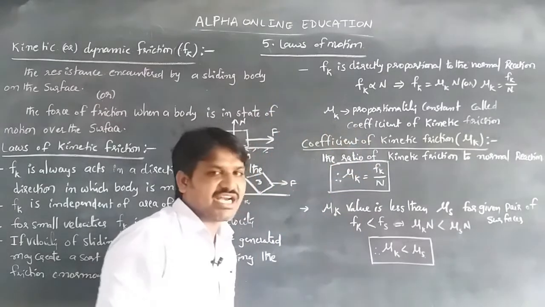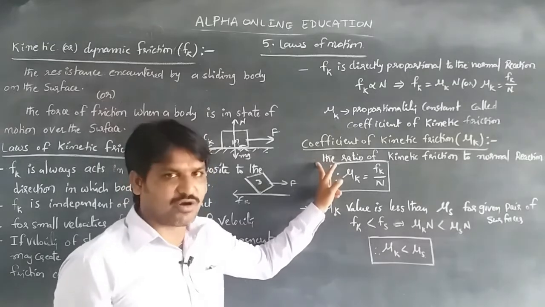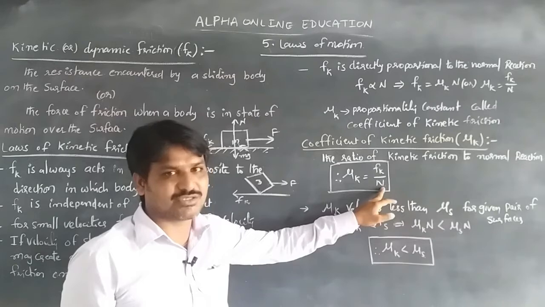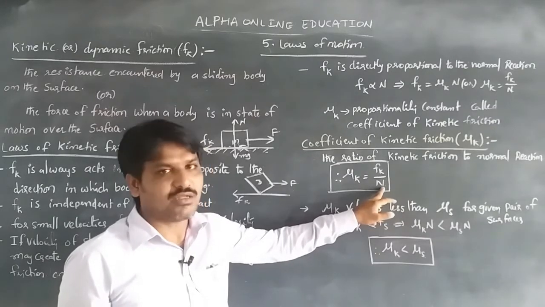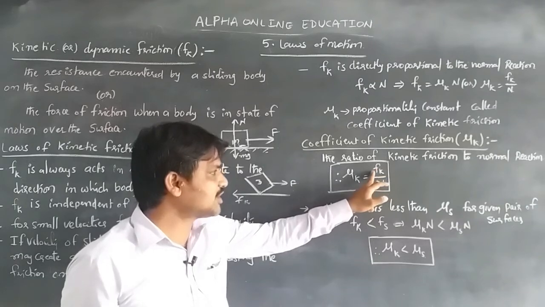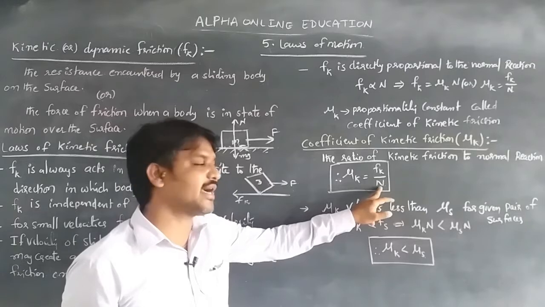What is meant by the coefficient of kinetic friction? The ratio of the kinetic friction to the normal reaction is called the coefficient of kinetic friction.